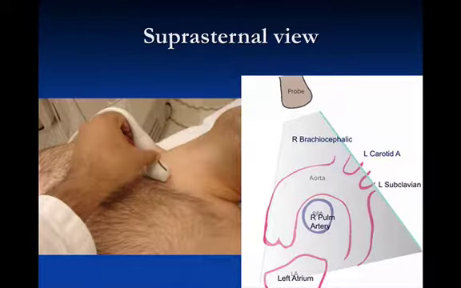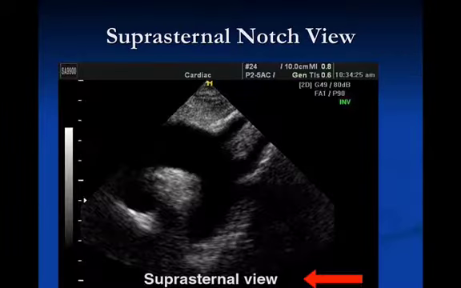The suprasternal view, we can put our marker dot to the patient's right, and what we'll see is the aortic arch giving off the right brachiocephalic trunk, the left common carotid artery, and the left subclavian artery. Deep to the arch, we oftentimes see the right pulmonary artery and sometimes see the left atrium, and you really have to angle into the chest to see that.